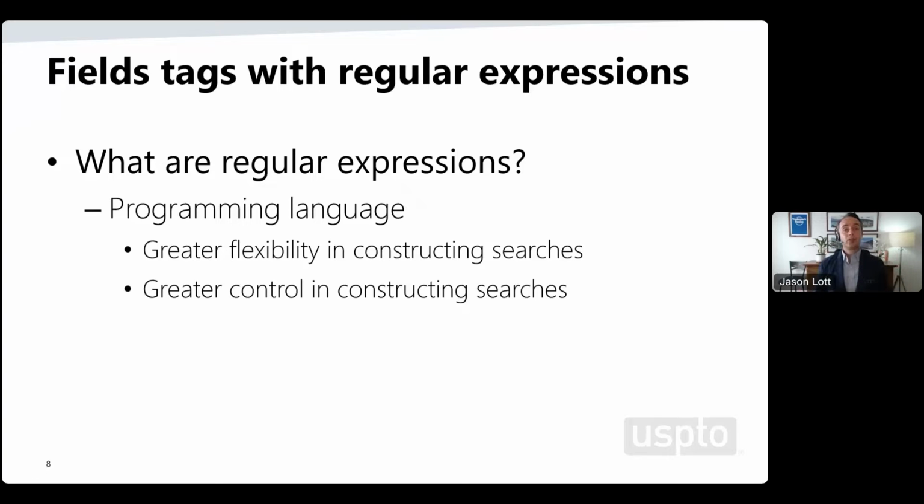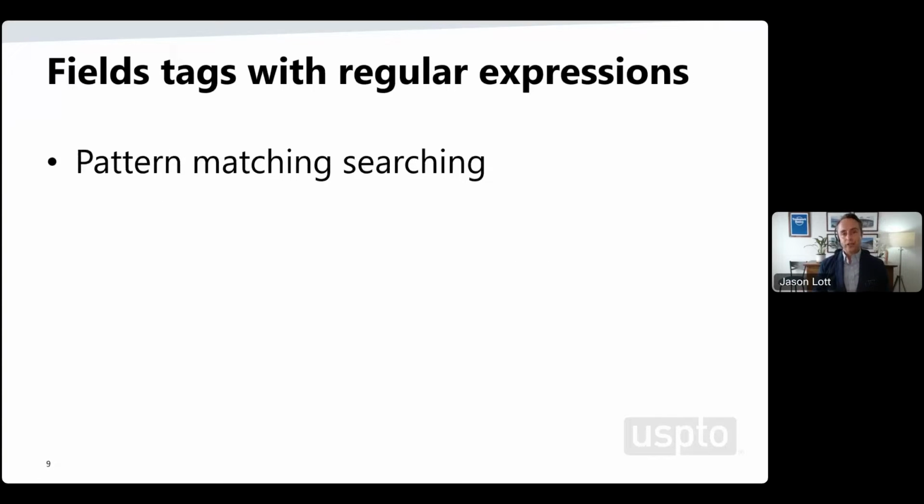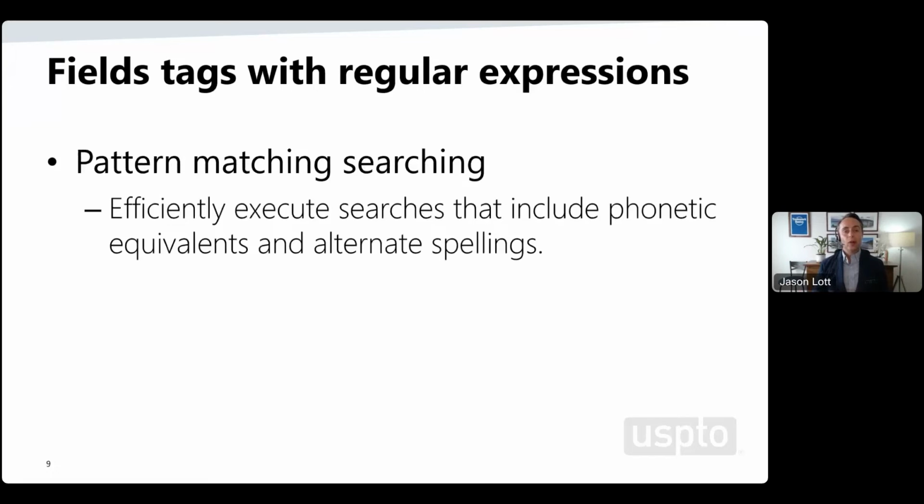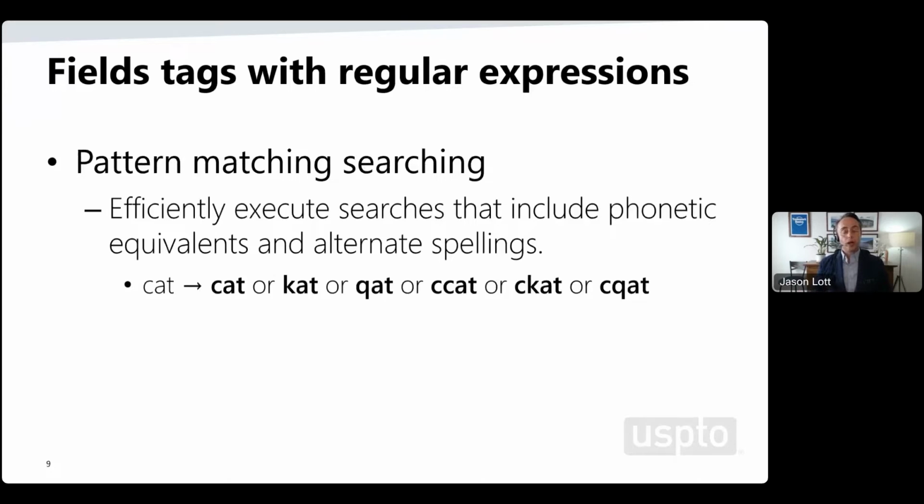Cool, great, absolutely. And I will tell you right now, the reason that you would use regular expression searching is when you want to do pattern matching. Okay, this allows you to more efficiently search in our database for phonetic equivalents and alternate spellings. So, for example, let's say that you were going to do a clearance search, you were going to register a trademark that had the word cat in it, and you wanted to look to see what other cat trademarks are out there. Well, you could hand jam in CM:CAT or CM:KAT or CM:QAT and so forth.